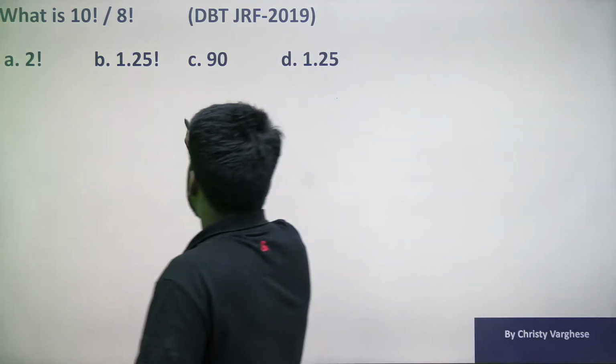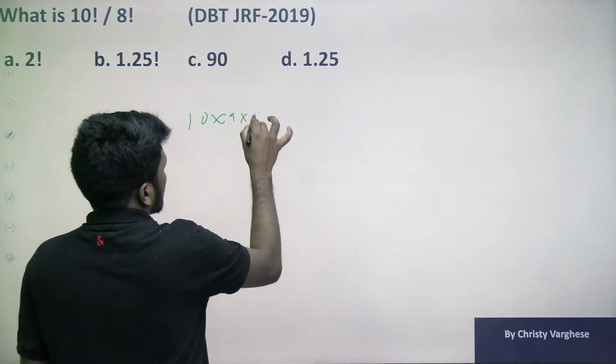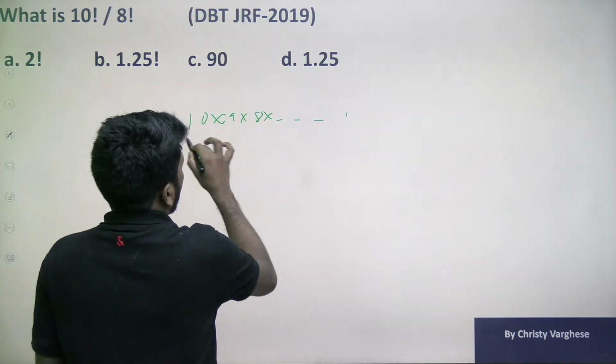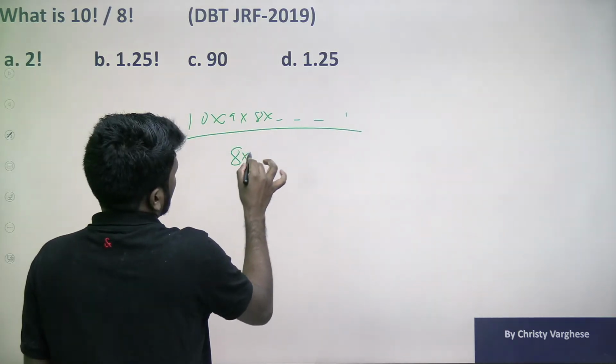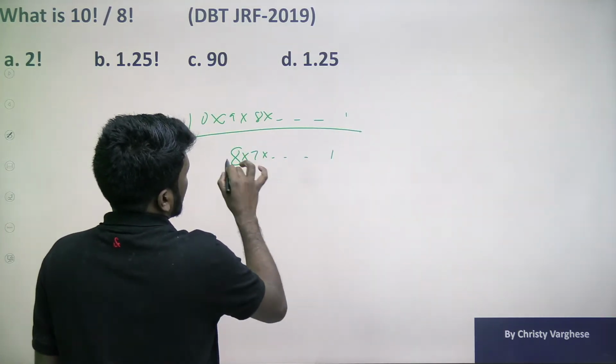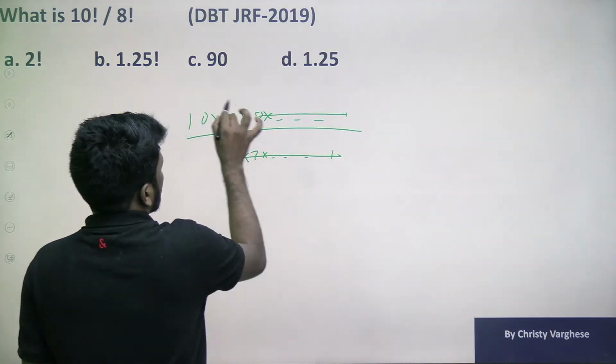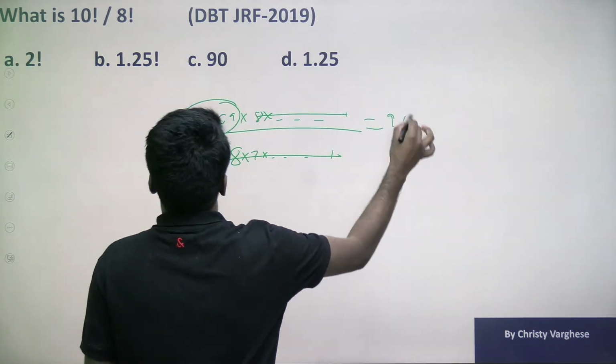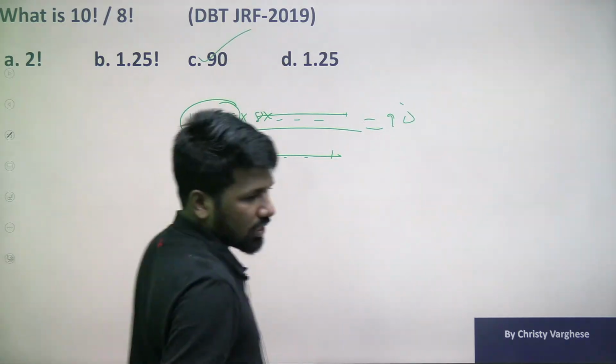What is 10 factorial? 10 factorial means 10 into 9 into 8 into 7 into up to 1. And what is 8 factorial? 8 into 7 into 6 into up to 1. This much will get cancelled. So 10 into 9 only remains. 90 is the answer. Option C, 90.